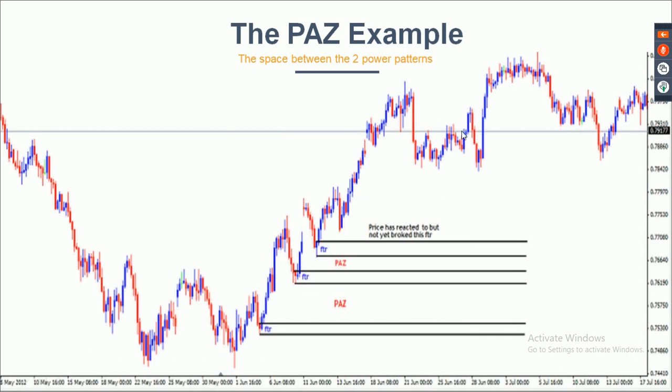Okay, this is an example just to show the space between two power patterns, or PAZ. Okay, and it is relevant only after a power pattern is killed.